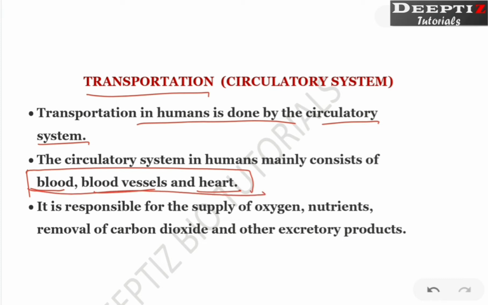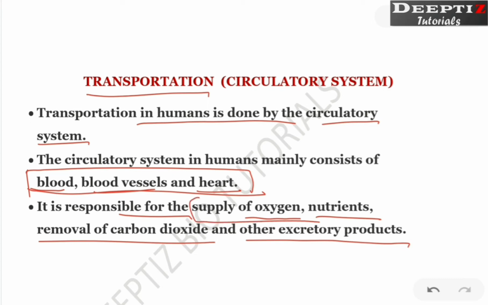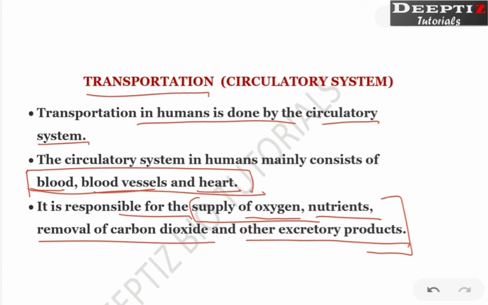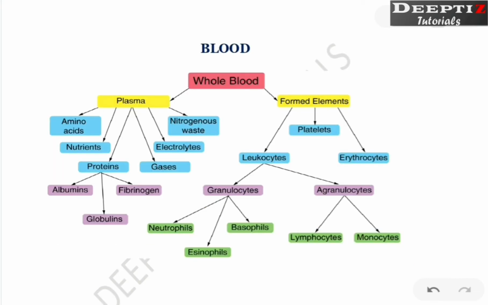Now, this is responsible for the supply of oxygen and nutrients, and removal of carbon dioxide and other excretory products. Now the question can be, what is the importance of transportation? Otherwise, why do we need a transportation system? If there is a transportation system, it will help in the supply of oxygen and nutrients, and removal of carbon dioxide and other excretory products. Now, as we said, there are three components, right? Blood, blood vessels and heart. So let us start with the blood.